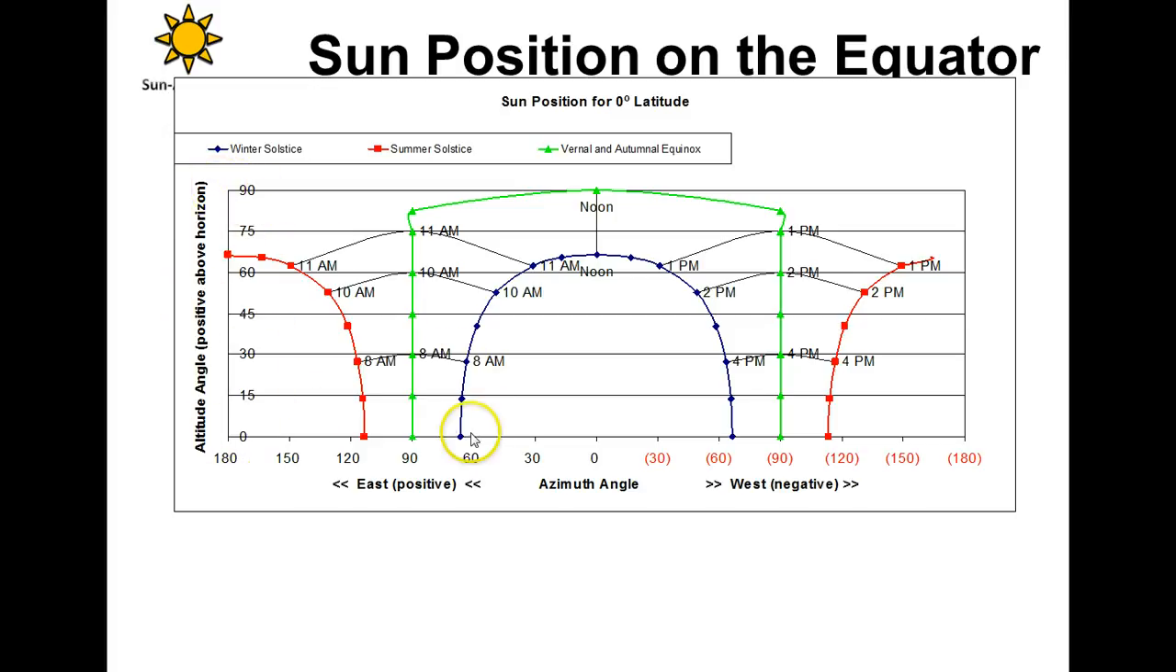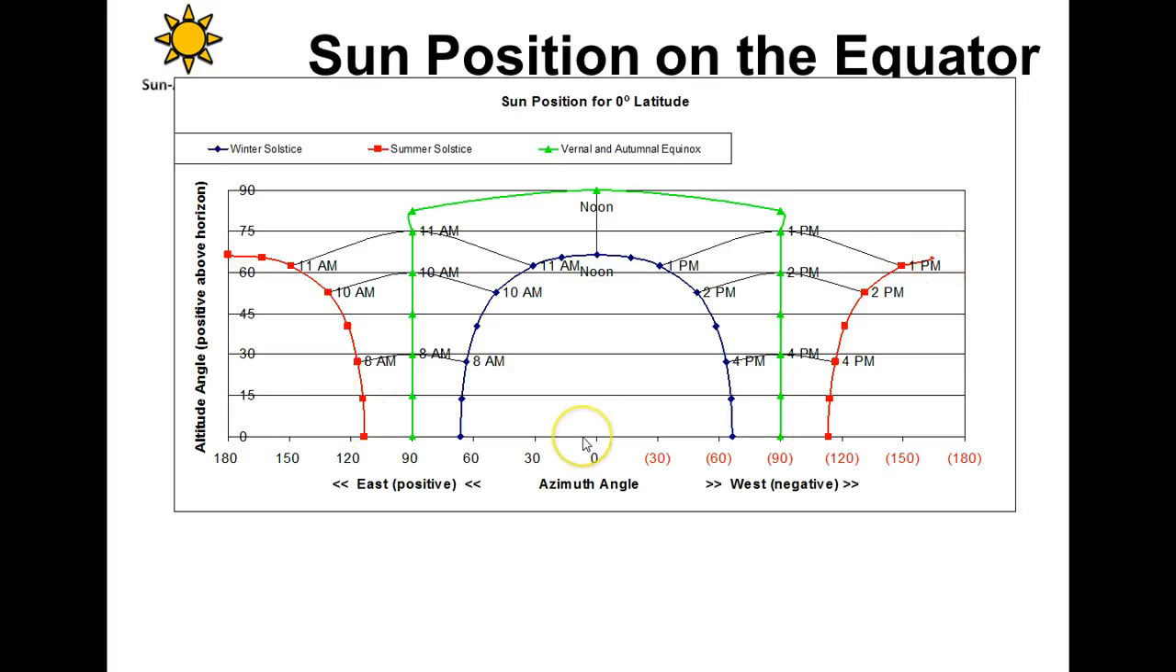On the winter solstice, which occurs on the 22nd of December, this blue line represents the path of the sun. On the equinoxes, the vernal equinoxes, this green line represents the path of the sun. On the summer solstice, the path of the sun is represented by this red line.